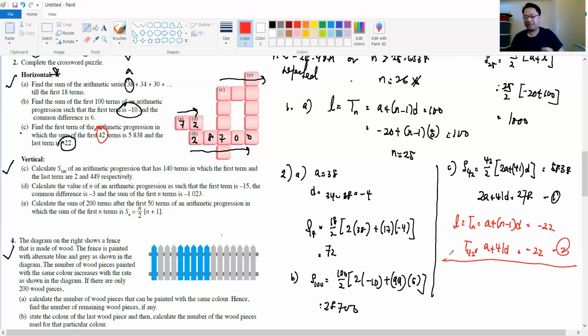Now I told you it becomes simultaneous. So when it becomes simultaneous, that means, the yellow color can't be seen, use blue color. Okay, first minus second. So we are supposed to get 2A minus A. 41D minus 41D cancel each other. So equals 278 minus negative 22.